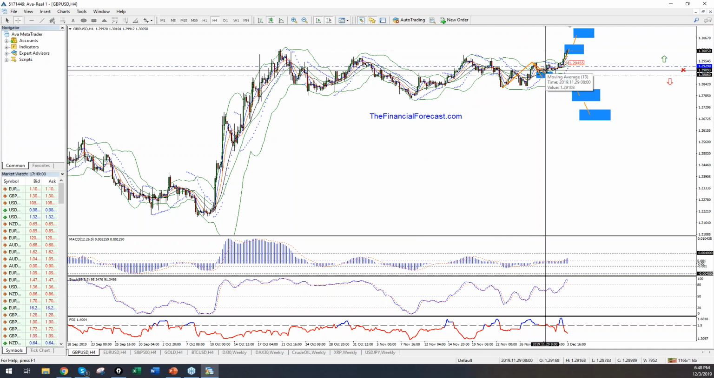Yes, 1.2910. If we have a break of that level, what will happen is that the sequence, this movement to the upside, is finished and we are in a corrective sequence of the previous movement. Yes, of the same wave, of the wave of the same degree.